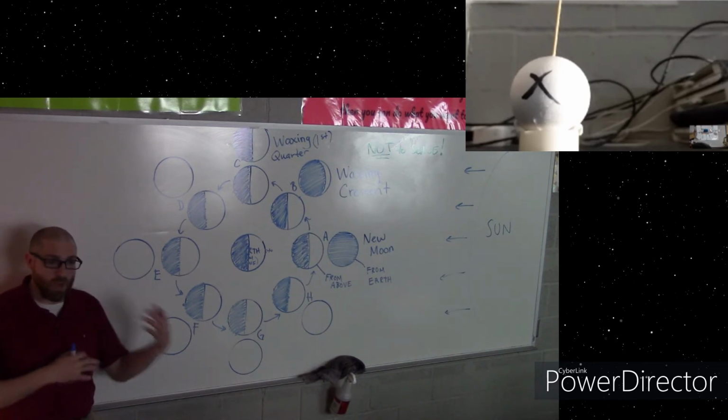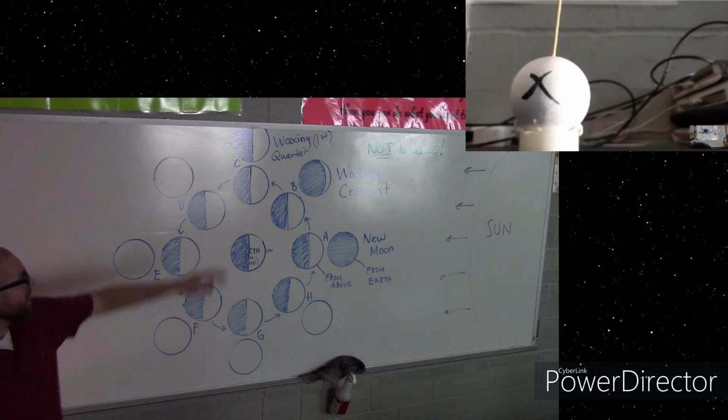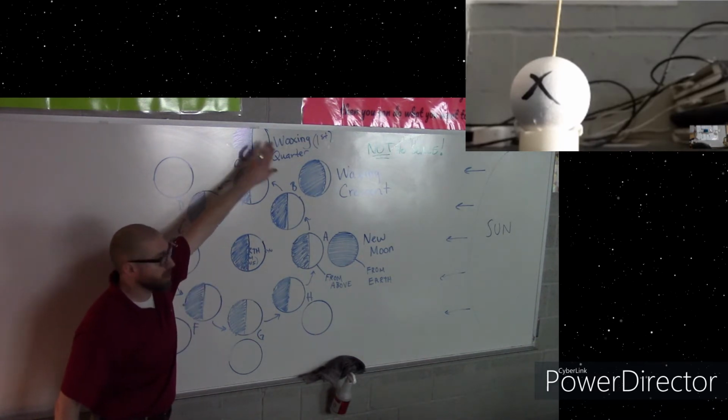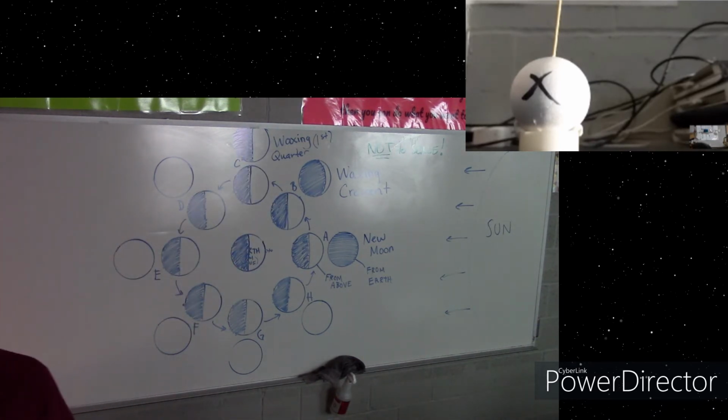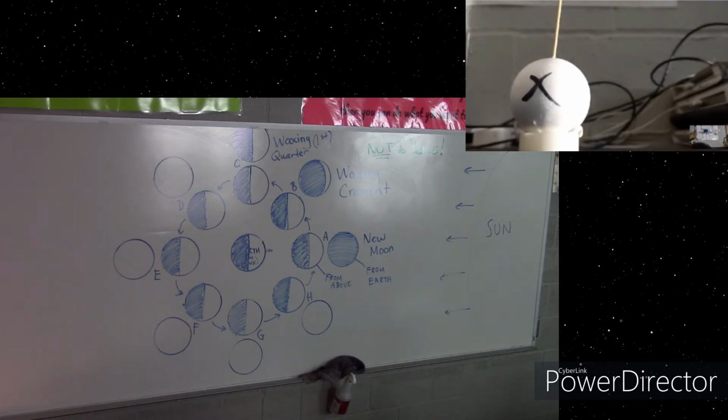Whether it's a waxing quarter or a first quarter, it's this moon they're referring to up here. It has finished a quarter of its revolution around the Earth at this point. Christian? So like a quarter of a month is a week. Approximately, yeah.